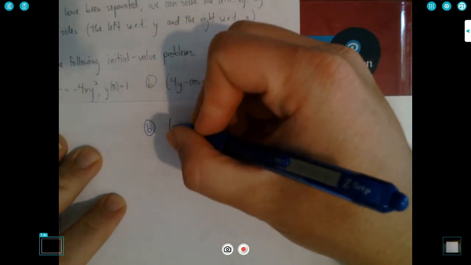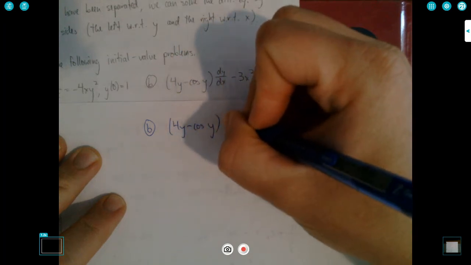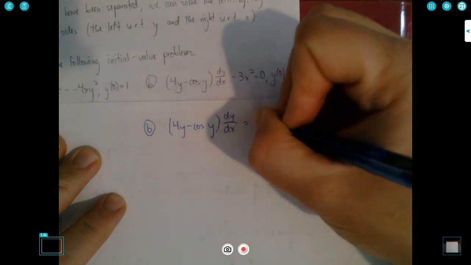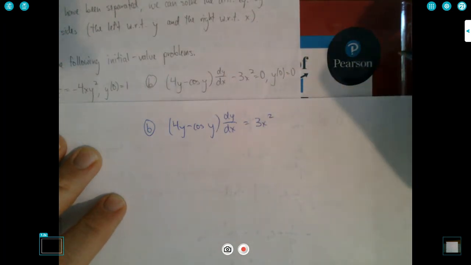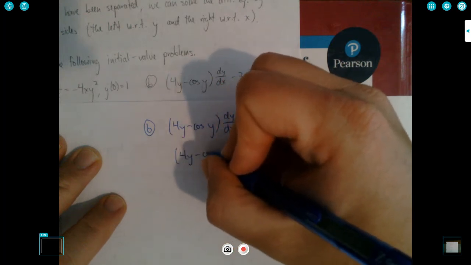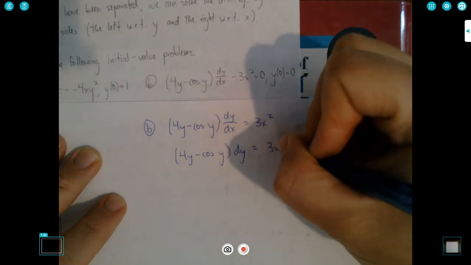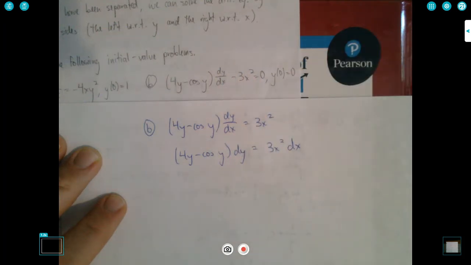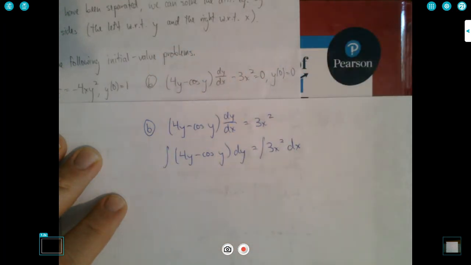I can say 4y minus cosine y dy dx equals 3x squared, right? Just move the 3x squared over, and then multiply through by that dx, and I would have 4y minus cosine y dy equals 3x squared dx. And then once I've got that, I can go ahead and integrate both sides.